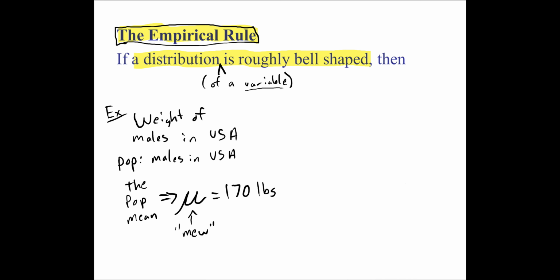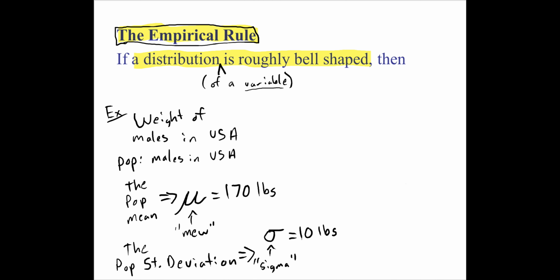And also suppose that we know the population standard deviation, the measurement of how much variability there is in the weight of every single male in the United States. And let's suppose that that is 10 pounds. I know a measure of the center of all these weights, and I know a measure of the variability of all these weights, and I could display these in a distribution.